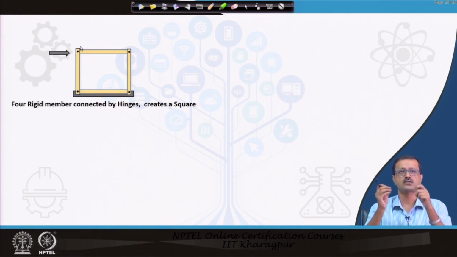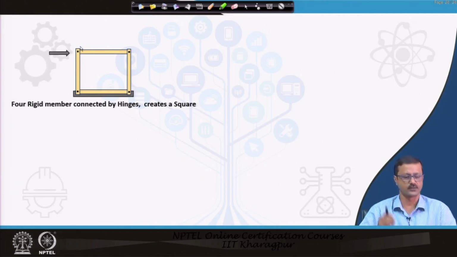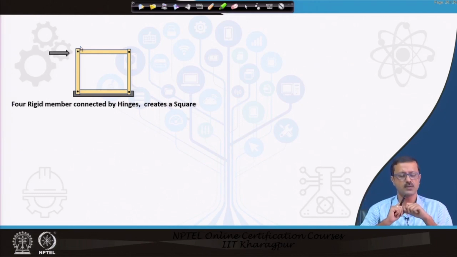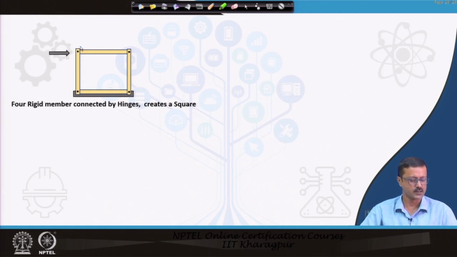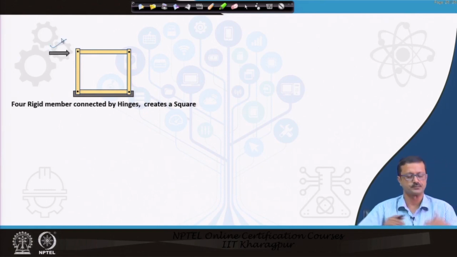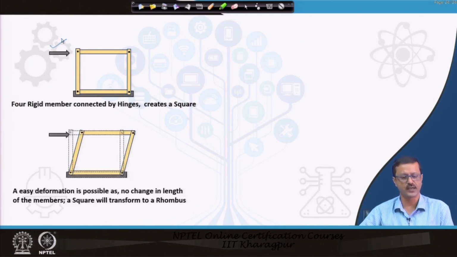So, it is a very flexible kind of scenario. The members are rigid, and they create a square with the pins, and suppose the bottom member is pasted on a particular table, or fixed to a particular platform. Now, if you put a load here, a kind of lateral load, what is going to happen? This will change its shape.